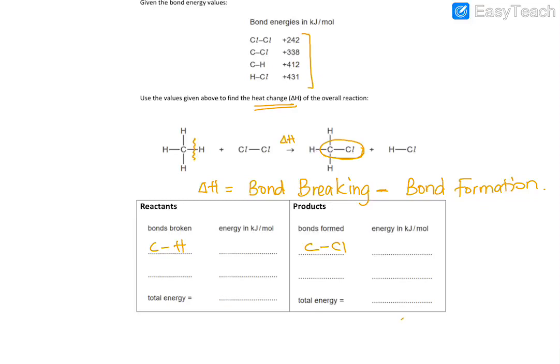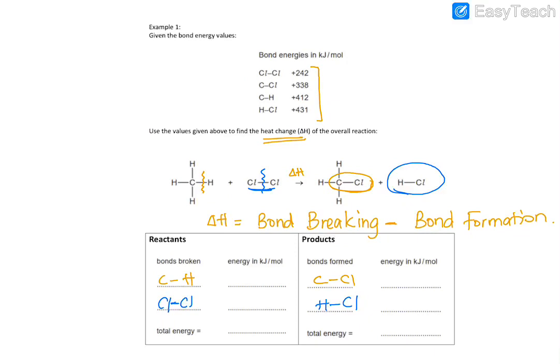And what else am I breaking? I'm also breaking a Cl-Cl bond. So the Cl-Cl bond is being broken. And what am I forming instead? I'm forming an H-Cl bond. Okay, so I've seen what I'm breaking, I've seen what I'm forming. So now I'm going to compute the energy values.